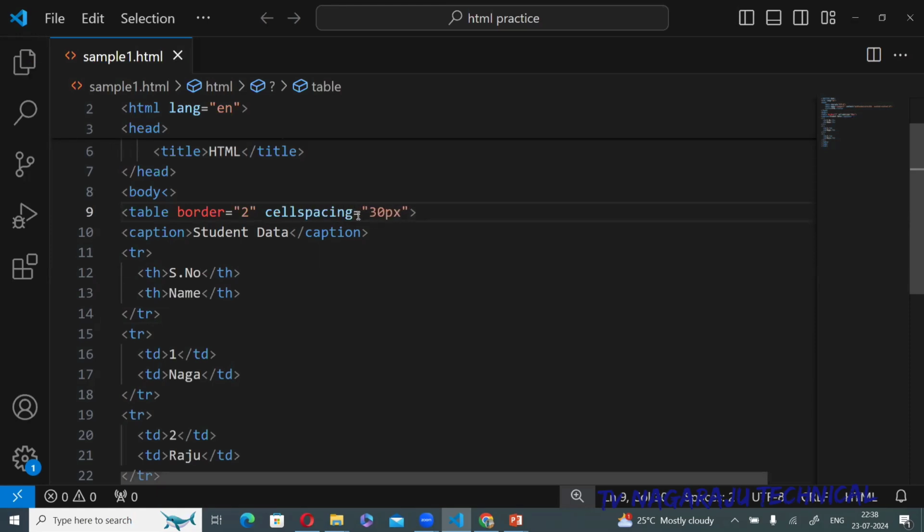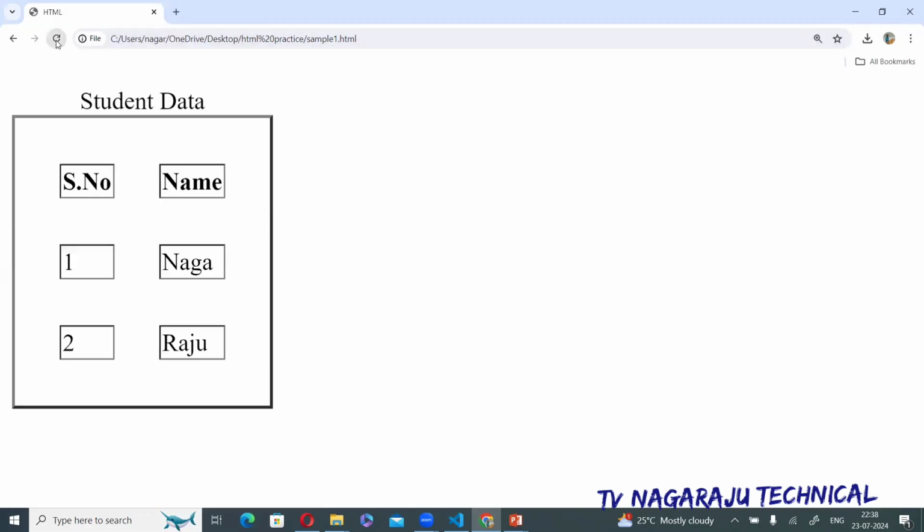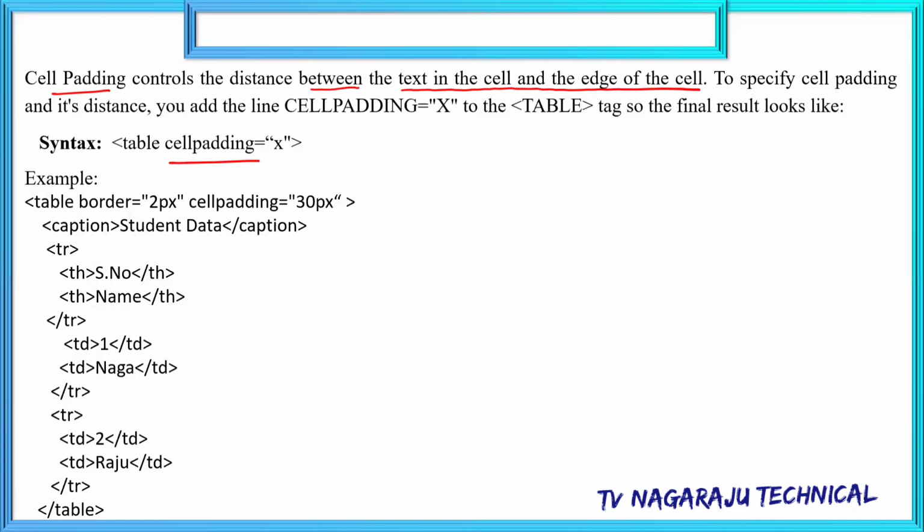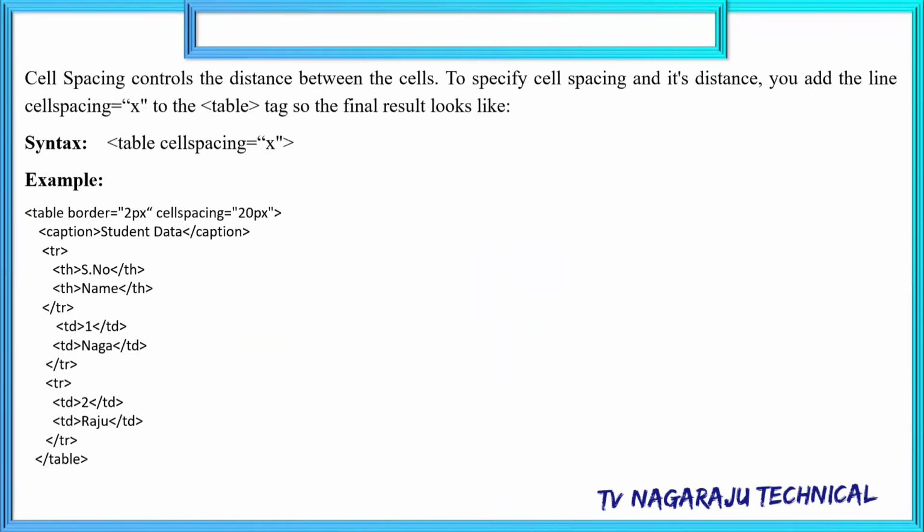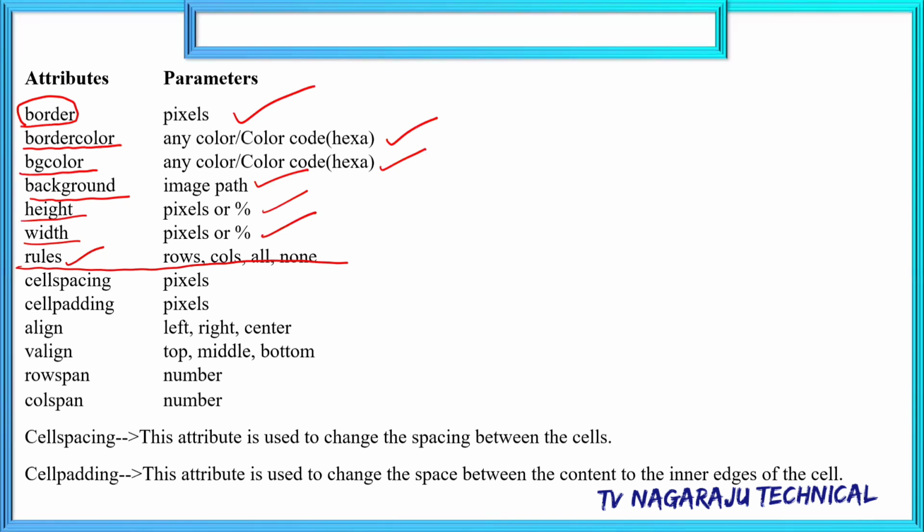Now observe the same with cell spacing, how the table looks. You got it? Cell spacing. This is the difference between cell padding and cell spacing. So cell spacing is simply the distance between the cells. Okay. These two are also completed. Cell padding is completed. Cell spacing is completed.